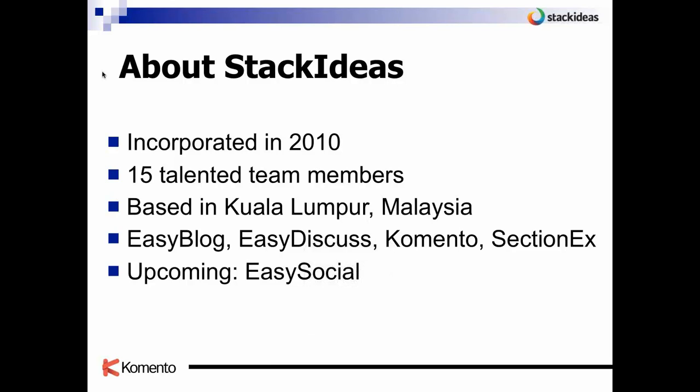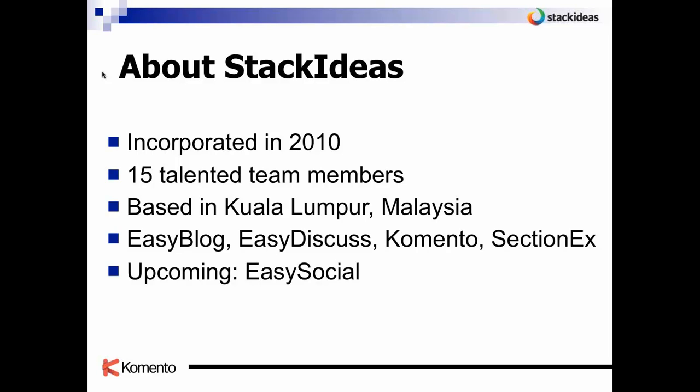Actually, we currently have 4 Joomla extensions that can help you build a better Joomla website. They are EasyBlog, EasyDiscuss, SectionEX, and Komento. I believe some of you may already know what EasyBlog is all about from the previous webinar with CloudAccess. It is simply the best Joomla blogging extension out there. You can learn more about it on our website. EasyDiscuss is a hybrid solution for you to create a community for discussions. It is basically more like a forum extension, just hybrid.